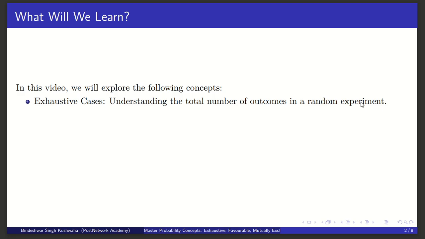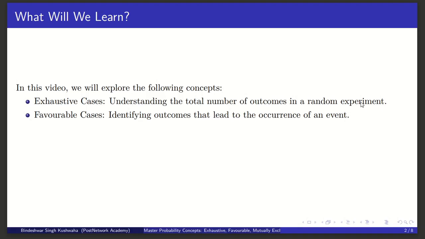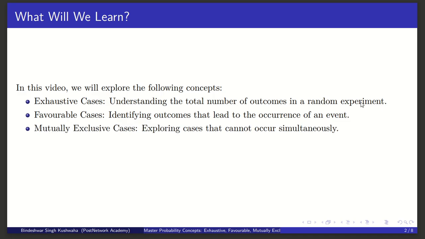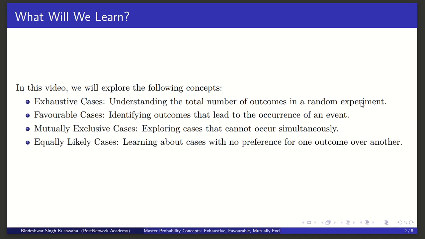which is about understanding the total number of outcomes in a random experiment. Second, favorable cases, identifying outcomes that lead to the occurrence of an event. That is the favorable cases. Third one, mutually exclusive cases. We will explore the cases that cannot occur simultaneously. We will see examples.